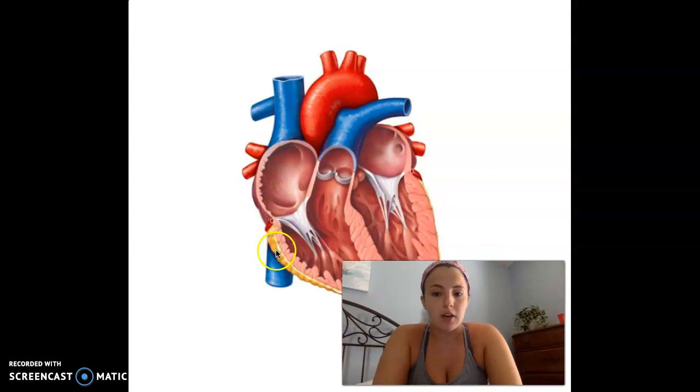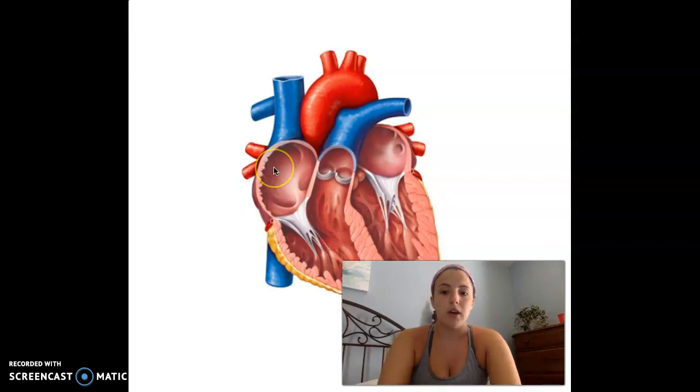Then over here is the inferior vena cava, which carries the deoxygenated blood from the lower half of the body to the right atrium, and then the superior vena cava carries the deoxygenated blood from the upper half of the body into the right atrium.